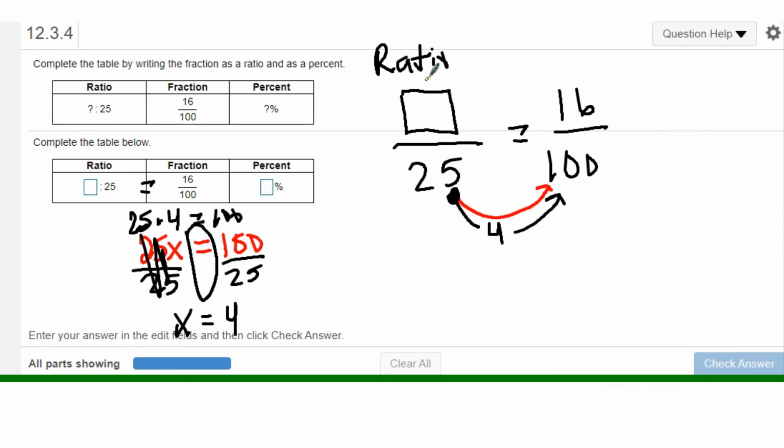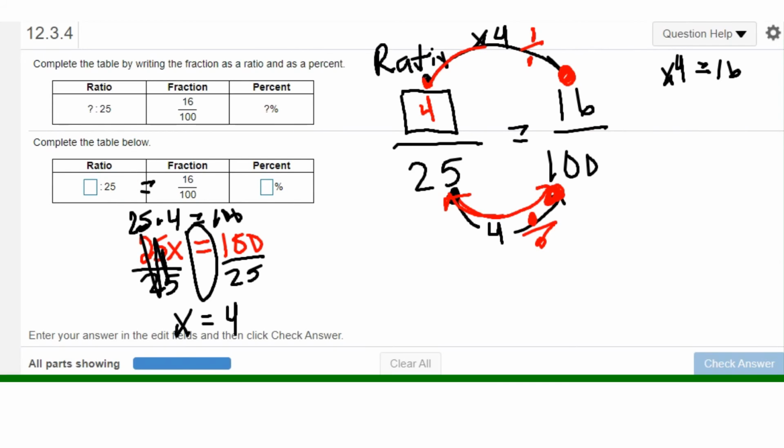So that means a number times 4 should give me 16. Or you could say 100 divided by 4 will give me 25. So 16 divided by 4 will give me my missing value, which is 4. 16 divided by 4 is 4. So the number that I need right here is going to be a 4.